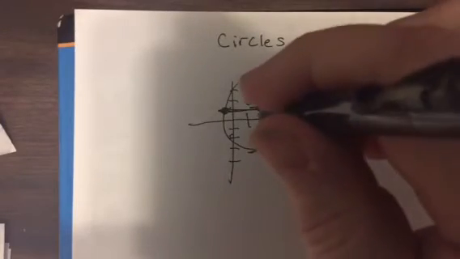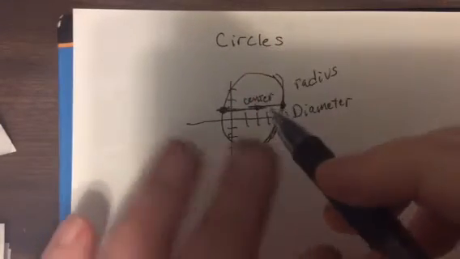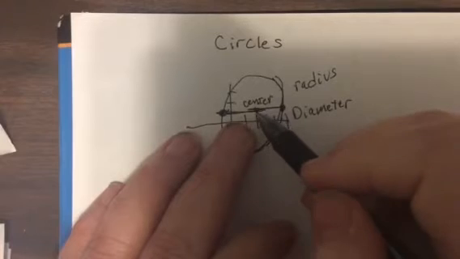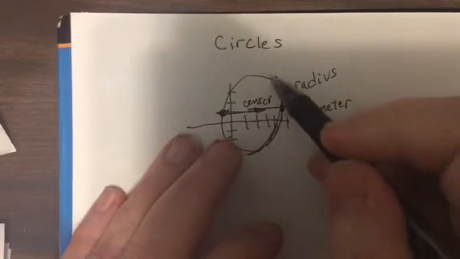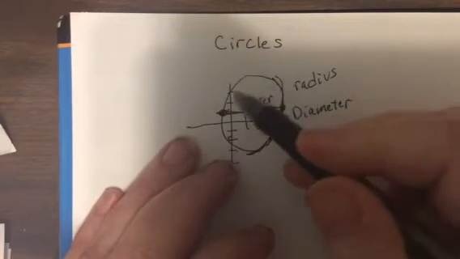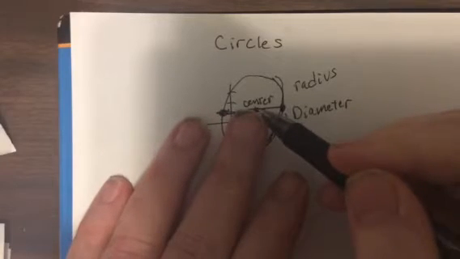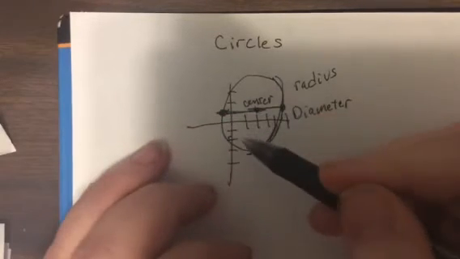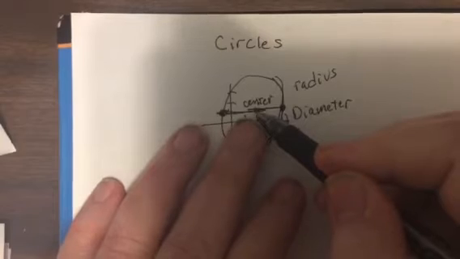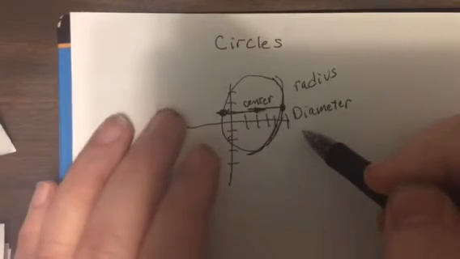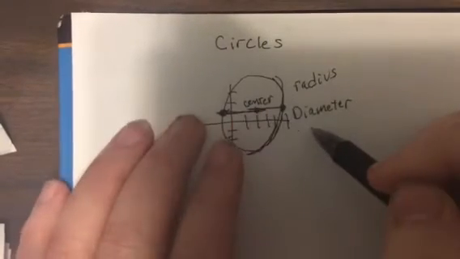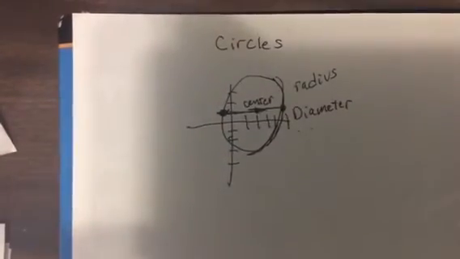So you got the center, that's the point where the circle comes from. Now the center is not on the circle. This is the circle right here. It's the distance from the center. So the center is inside, and points out here would be outside. Inside, outside.